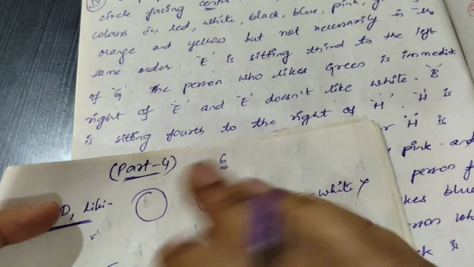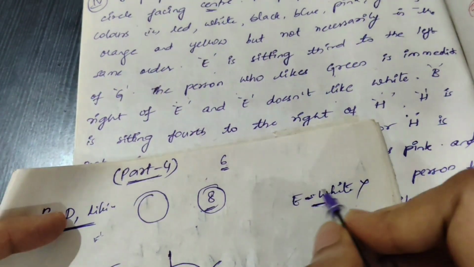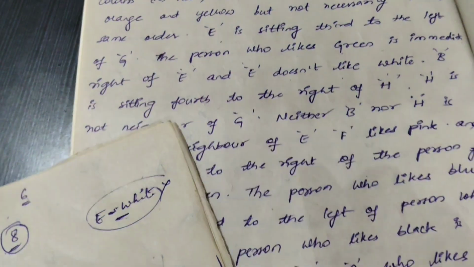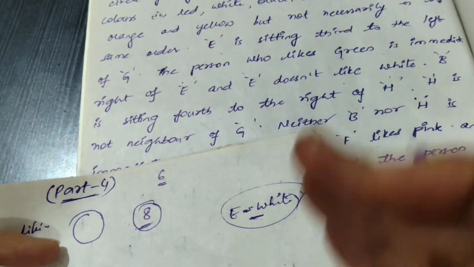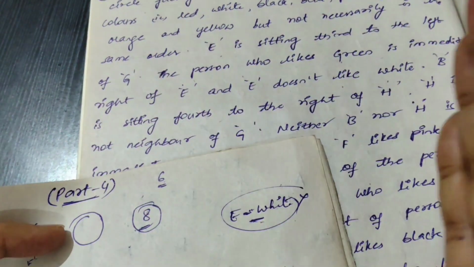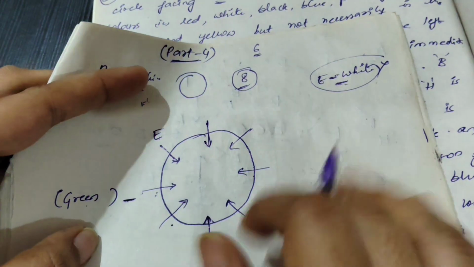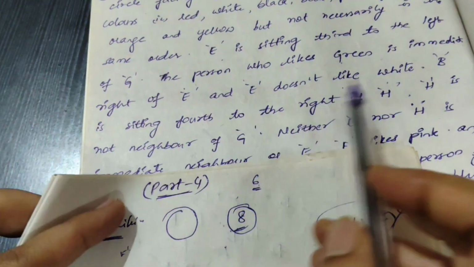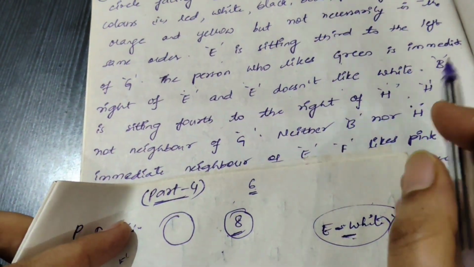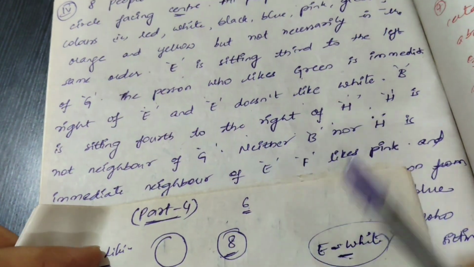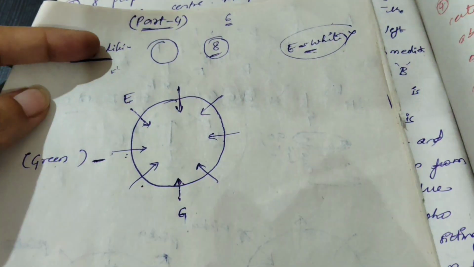So I suggest you write when you have 3 variables, because when the question is big, you tend to forget the previous clue. So when you are at the initial stage of practice, try to write the clues at the right hand side, wherever you feel comfortable, don't mix with the diagrams. Next, E doesn't like white. Next, B, the question is confusing. B is sitting fourth to the right of H, but we don't know where B is and where H is.